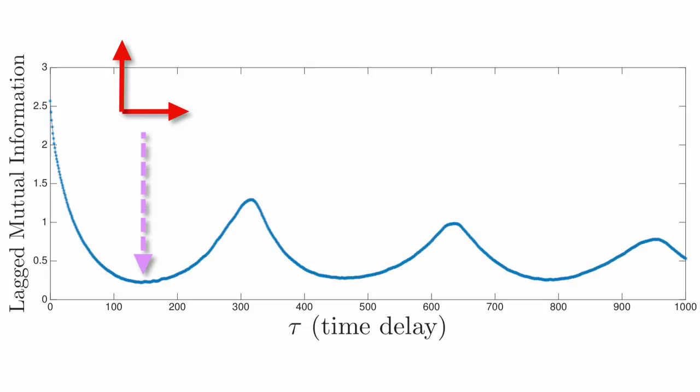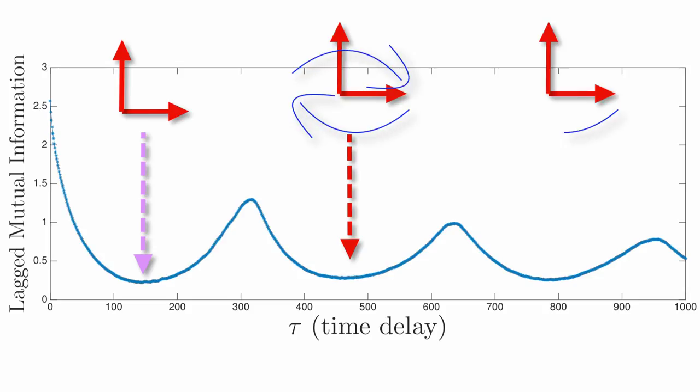Choosing the first minimum, rather than a later minimum, is to avoid overfolding of the dynamics. Choosing a later minimum of the mutual information curve causes the dynamics, in most cases, but not all, to overfold.